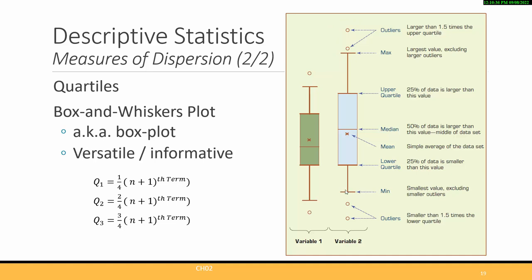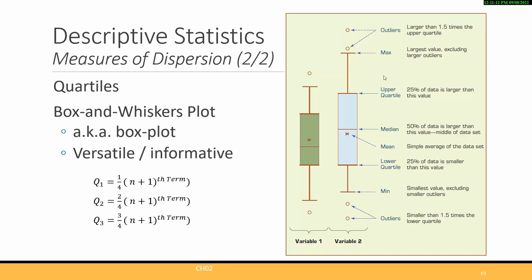So this is the minimum point, the smallest value excluding the smaller outliers. And then you have where the box starts, or the lower point of the box shows the lower quartile or the 25th percentile of the data. It means that 25% of the data is smaller than this value. Then we have the median. Median is the second quartile, or the 50th percentile, meaning 50% of the data is larger than this value, 50% is smaller than this value.